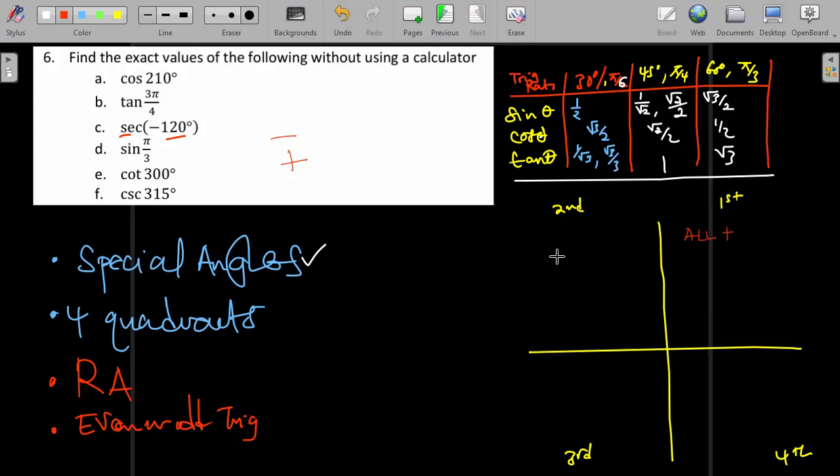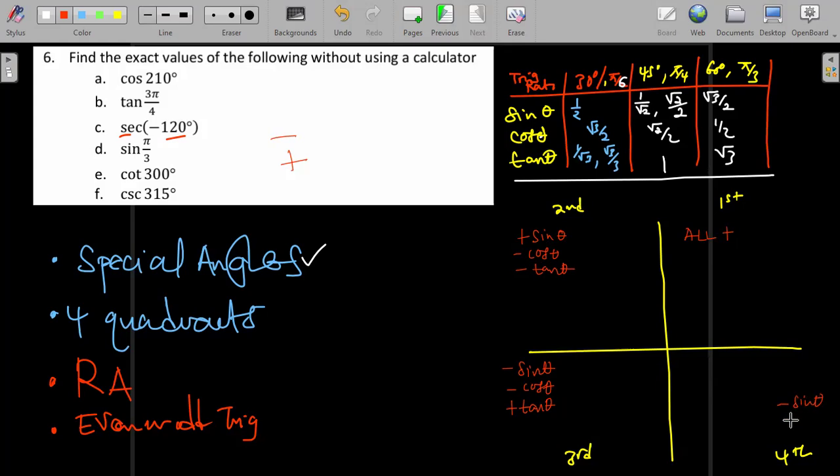Then when you go to the second quadrant, only the sine is positive. So sine theta is positive, and then cos theta will be negative there, and even tan theta will be negative there. When you go to the third quadrant, only the tan is positive. So sine theta is negative, cos theta is negative, but tan theta is positive. No wonder I've put a positive there. And then when you go to the fourth quadrant, only the cos is positive.